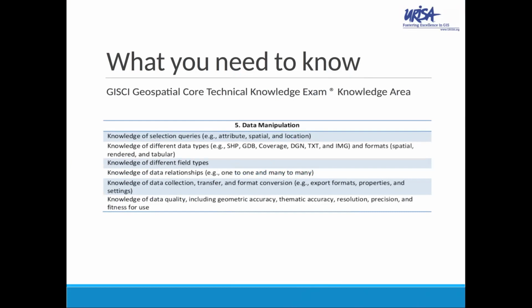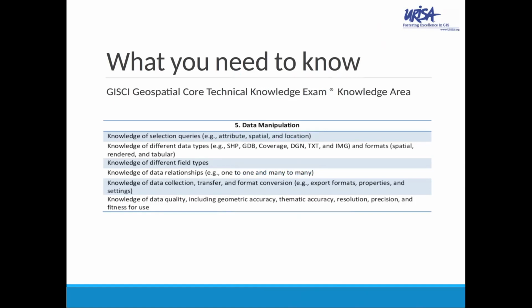We're going to talk about knowledge of making spatial selection queries and how you would do that, methodologies, maybe even a little bit about different programs and how they do them slightly differently. You should have a knowledge of the different types of storing information and the idiosyncrasies, limitations, and features of them, and formats of geospatial data, spatial data, rendered data, and tabular data. You should have knowledge of different field types, including to a degree the jargon used with describing them. Sometimes there's more than one way to describe a field type.